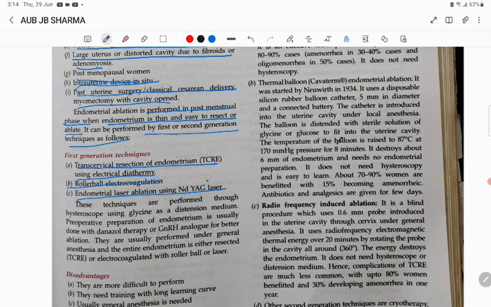First generation techniques: TCRE, transcervical resection of the endometrium using electrical diathermy, roller ball electrocoagulation, and endometrial laser ablation using Nd:YAG laser. These techniques are performed through a hysteroscope using glycine as distension media. Preoperative preparation of the endometrium is usually done with danazol therapy or GnRH analog. They are usually performed under general anesthesia. The entire endometrium is resected or electrocoagulated with roller ball or laser.